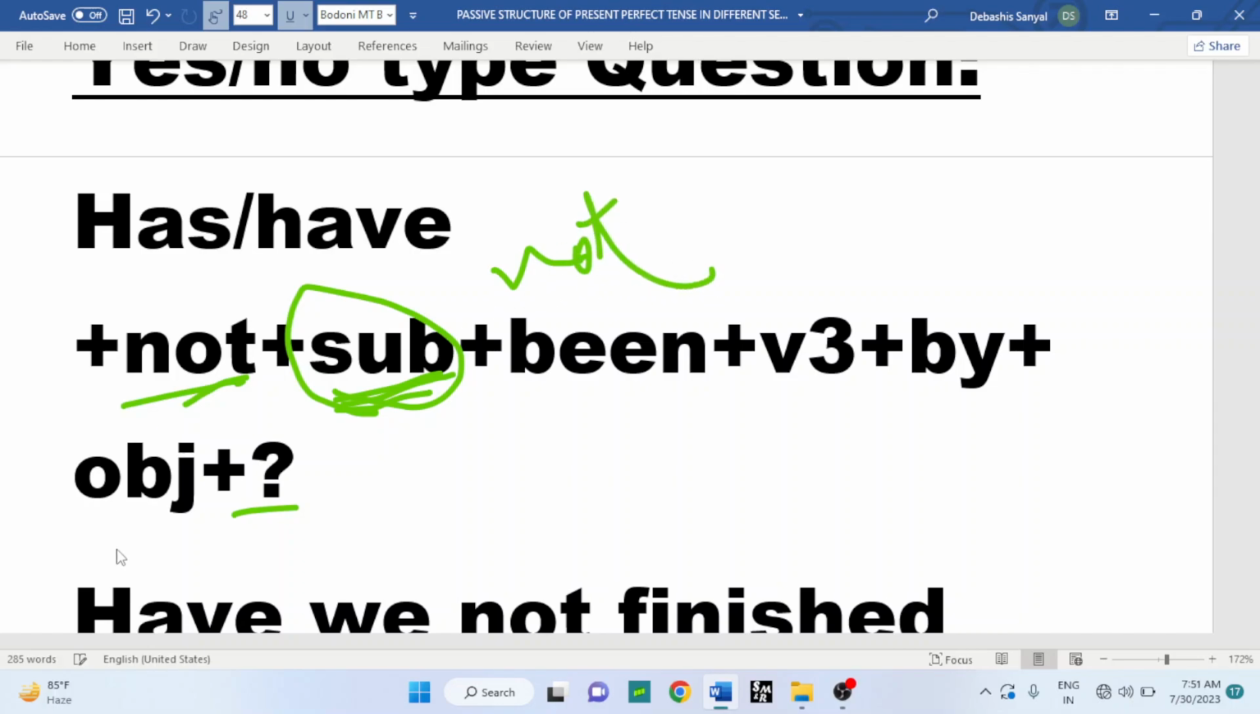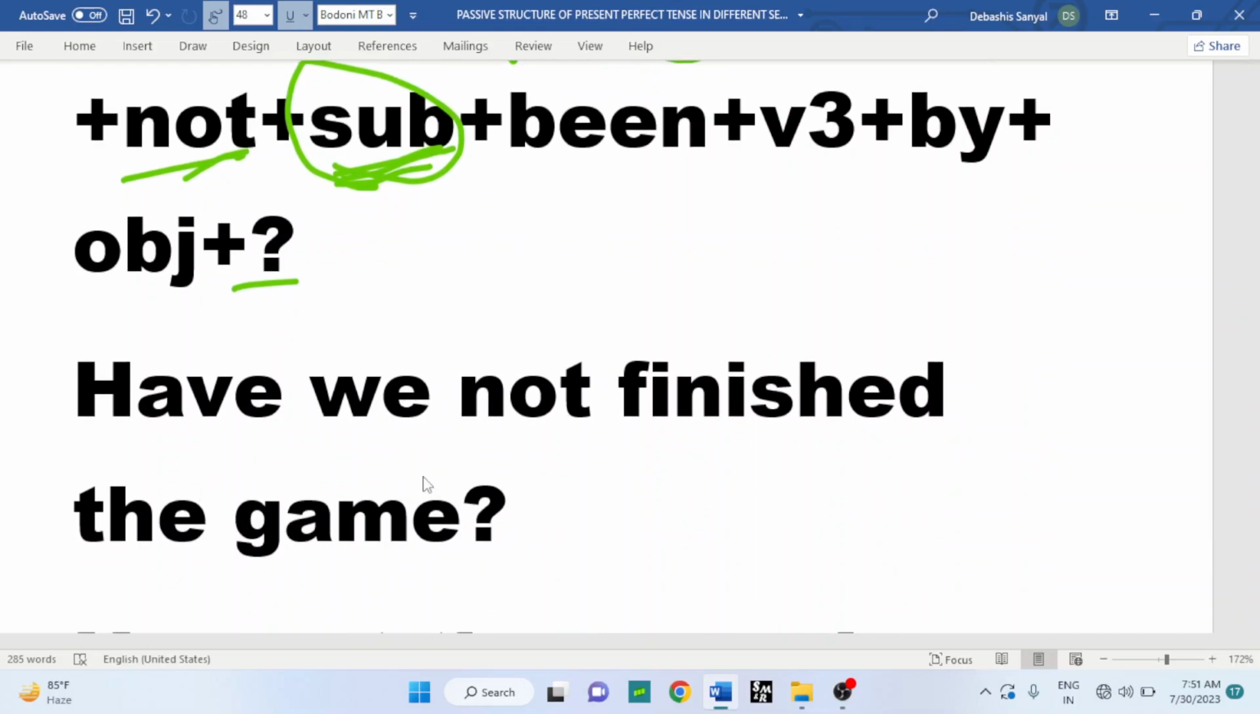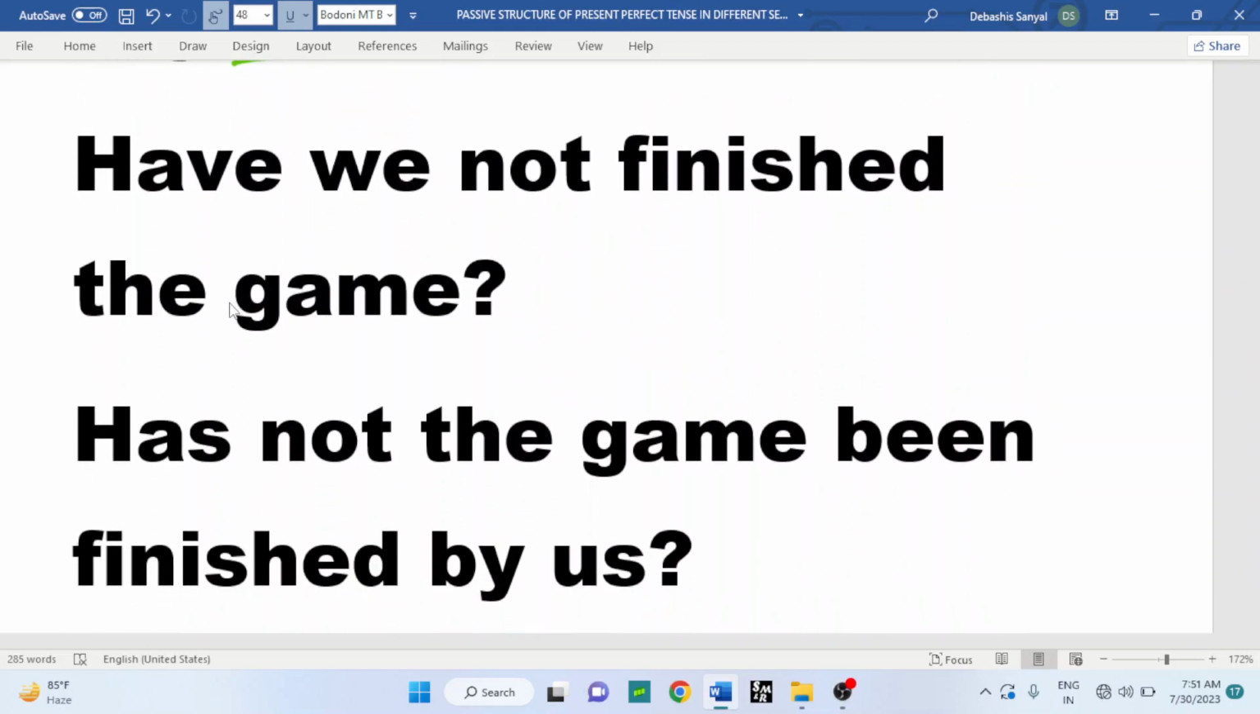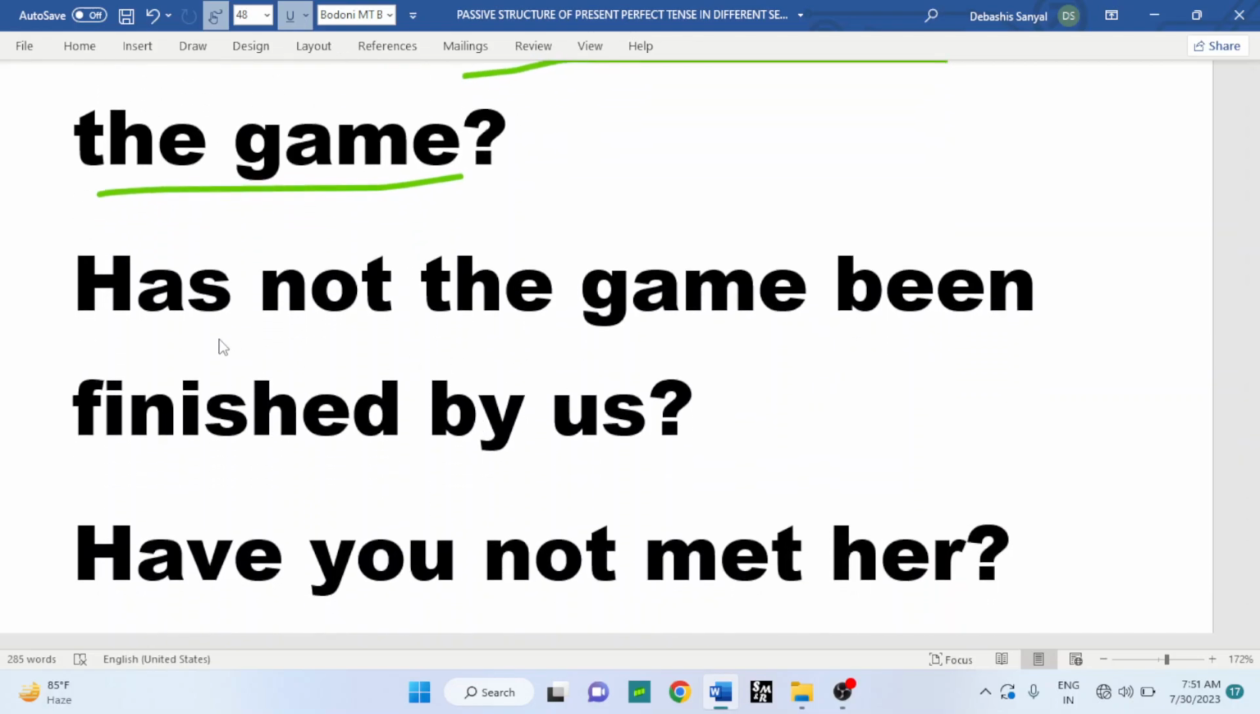Okay, then: Have we not finished the game? The object here is the game, we is the subject in the active voice, not finished, yes-no type of negative. Then: Has not the game been finished by us? See the use of not, because the game is the object there and it becomes the subject here. As it's a noun, not is placed before the noun.